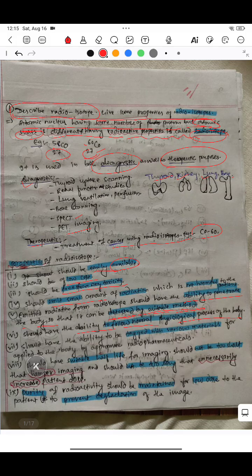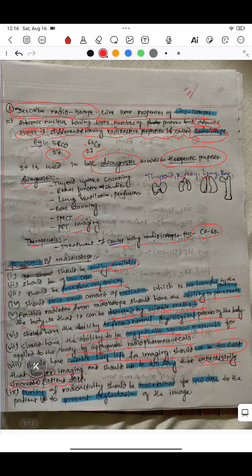In some cases we have to tag, so it should have the ability to tag with various materials, applied to the body as appropriate radiopharmaceuticals, likewise 18FDG, where fluorine 18 is tagged to glucose. It should have a suitable half-life, not too short, which would hamper imaging, and not too long, which would unnecessarily increase the patient dose.